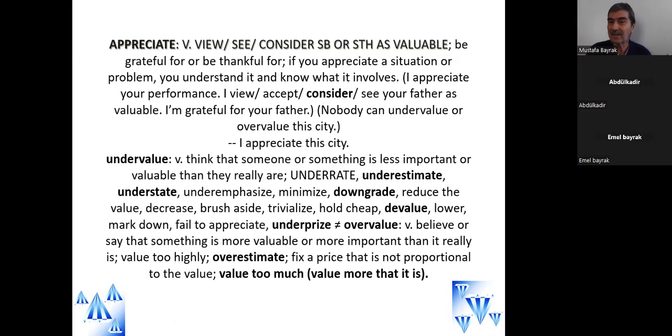How is it? What's it like? Holding cheap an expensive, a valuable thing. Devalue something, lower, mark down, fail to appreciate, underprice or overprice. Yes, overprice means believe or say that something is more valuable or more important than it really is. Value too highly. Overestimate, fix a price that is not proportional to the value. To value too much, to value more than it is, is also a negative approach.